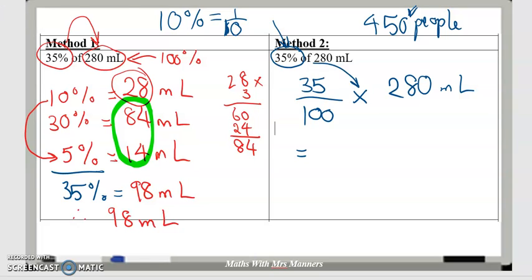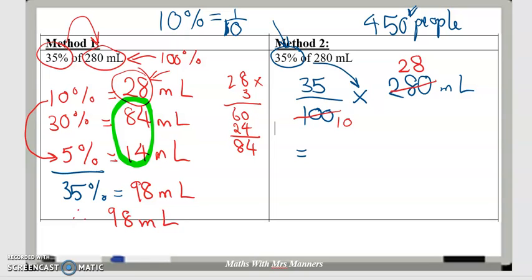So what I can do to cancel is divide. I need to look at numbers that I can divide both the numerator and denominator by. One I can see straight away is if I divide the 100 by 10, I'll get 10, and if I divide 280 by 10, I'll get 28. You can see the 28 in the previous solution as well, so you'll see similar kinds of arithmetic.